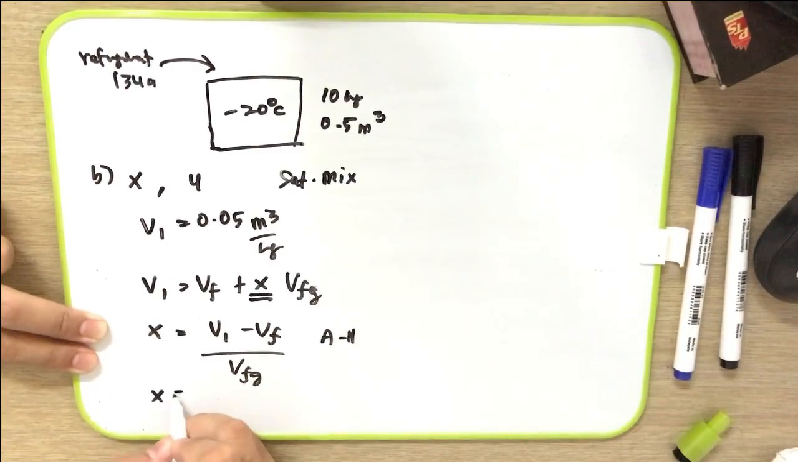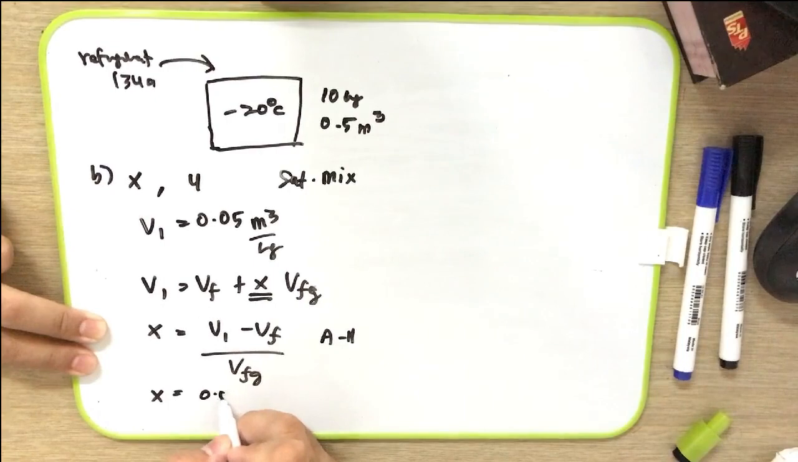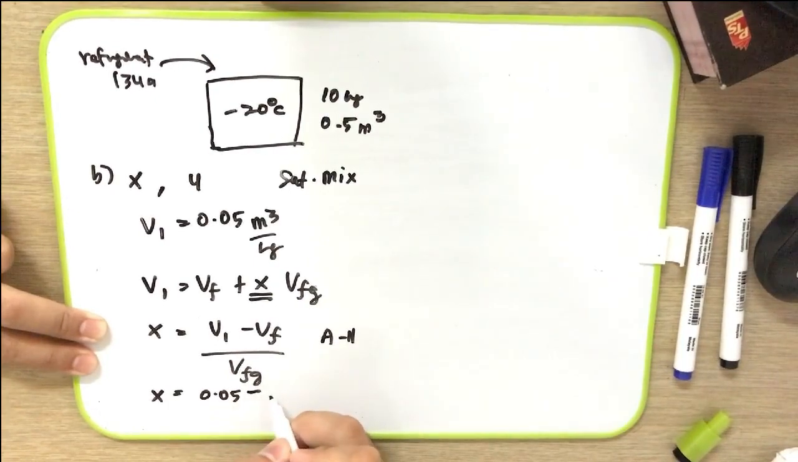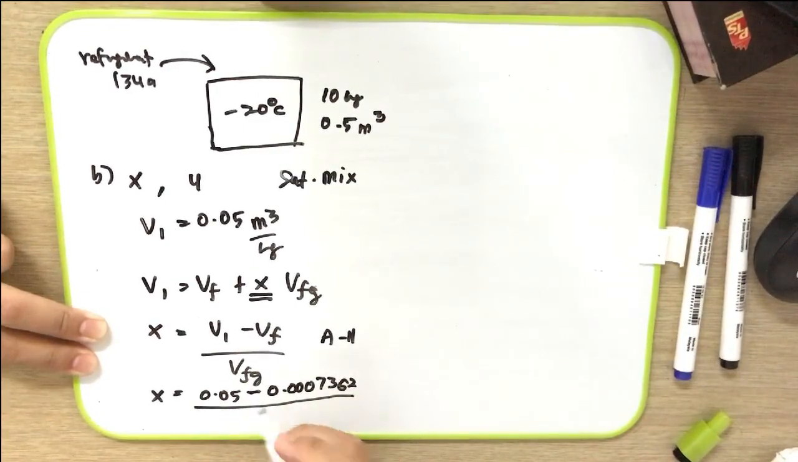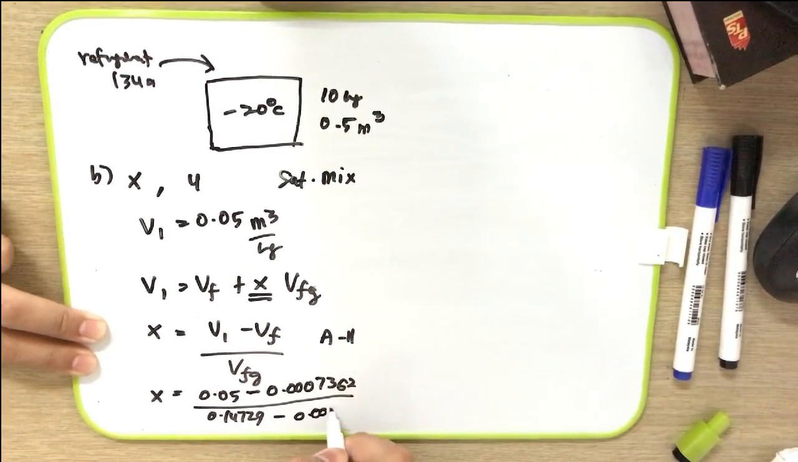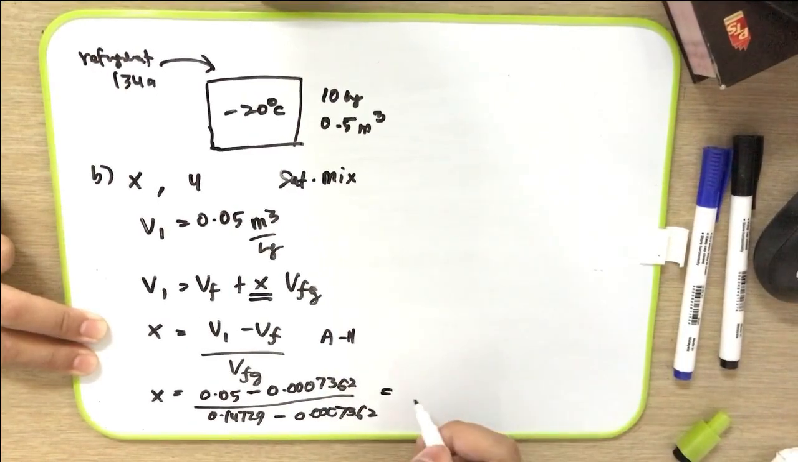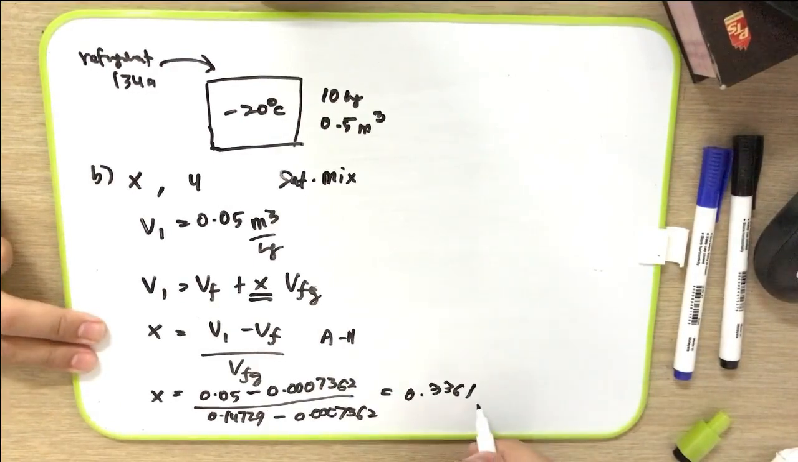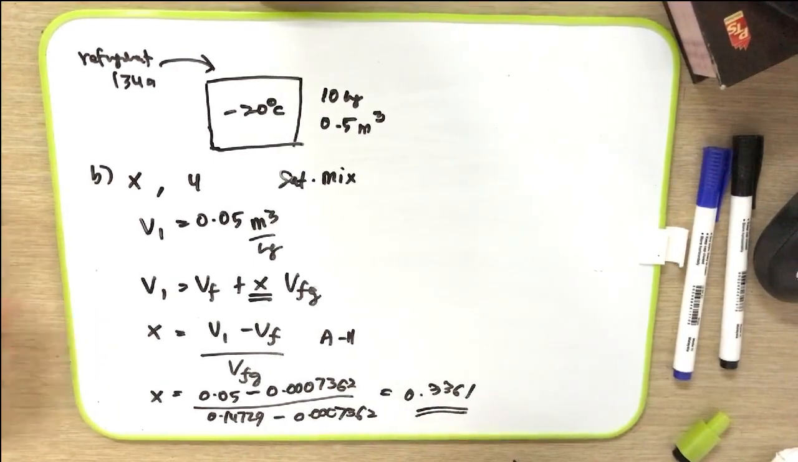So X is equal to 0.05 minus 0.000732 over 0.14729 minus 0.00073, 0.362, and you will get 0.3361. So this is the quality.